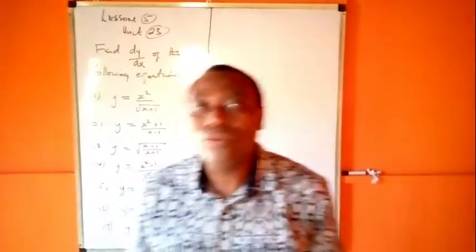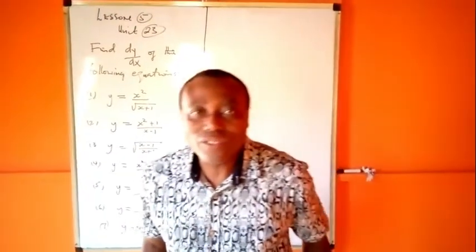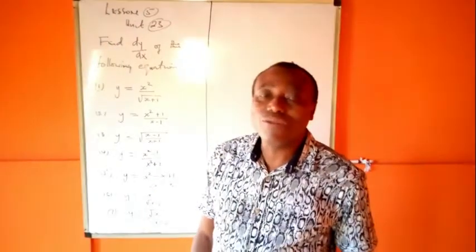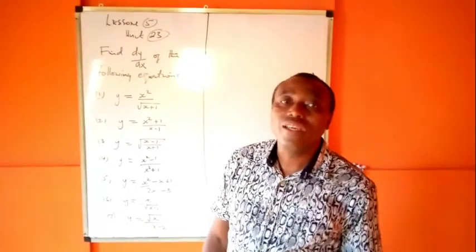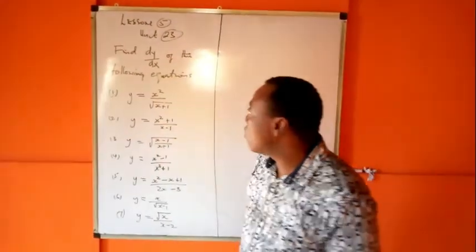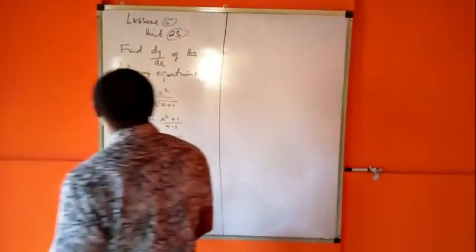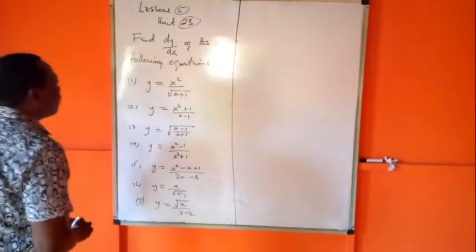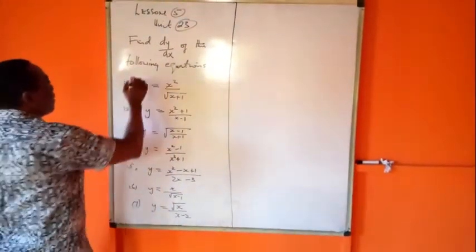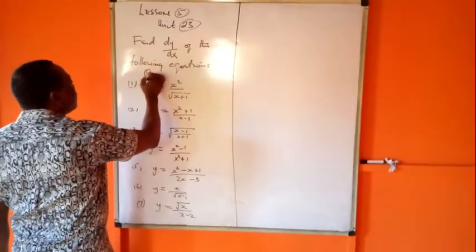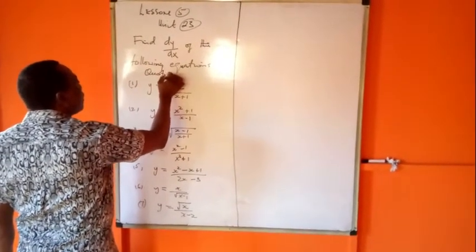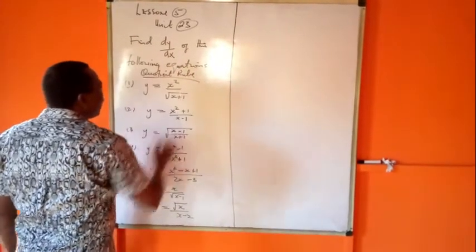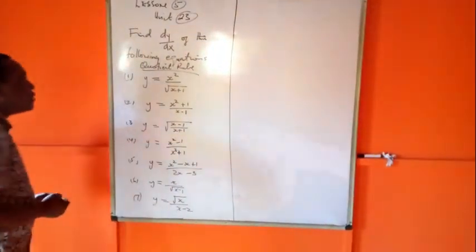Welcome to Lesson 5, Unit 23. Today we'll be using the quotient rule. Let's go back to the board. But the emphasis here is the quotient rule. That is the emphasis.